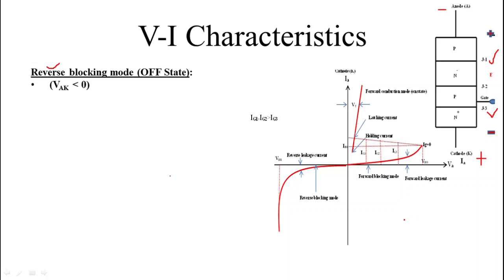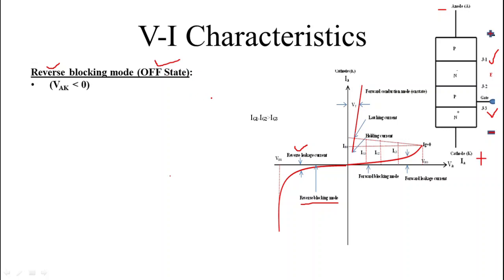In this mode, a very small current, that is of the order of few milliamperes, flows and it is called reverse leakage current. So thyristor acts as an open switch, or we can say that it is in off state during this mode.